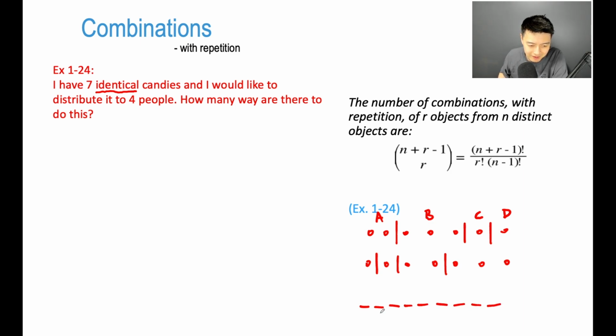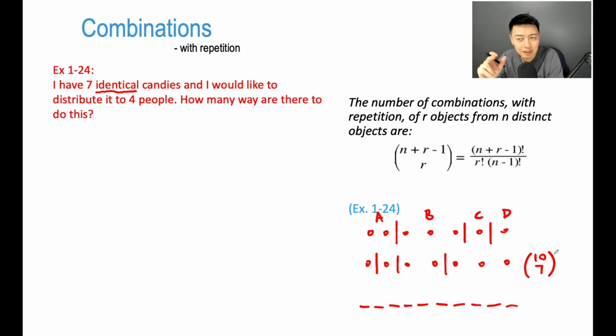I hope that's 10 there. So 1, 2, 3, 4, 5, 6, 7, 8, 9, 10. So this represents 10 boxes altogether. From these 10 boxes, I'm going to choose 7 of them to be circles. And the total number of ways to do that would be 10 choose 7.